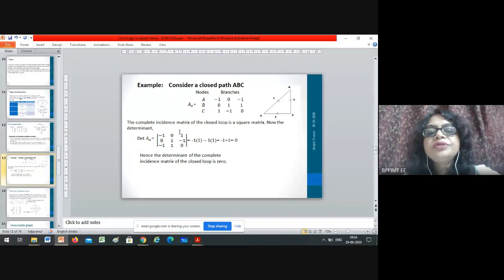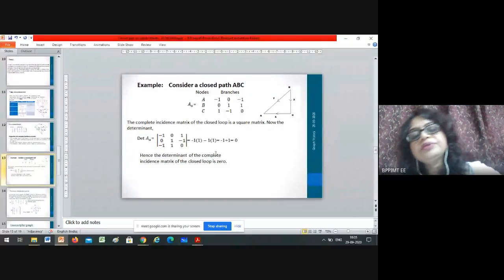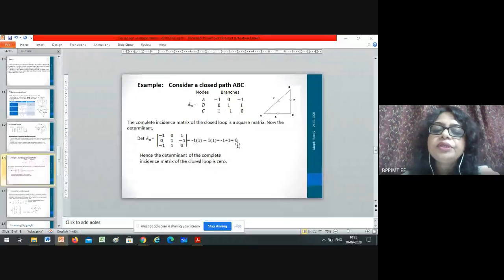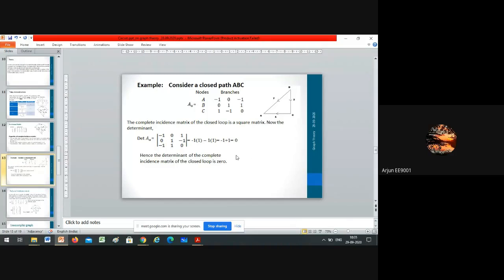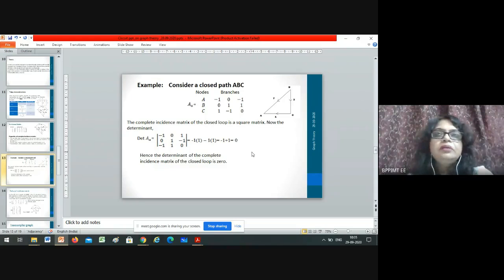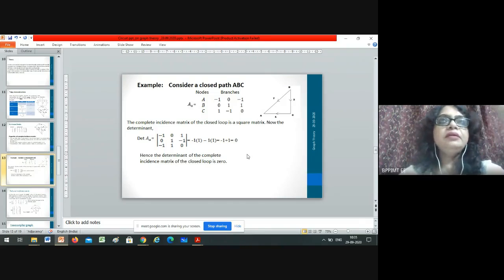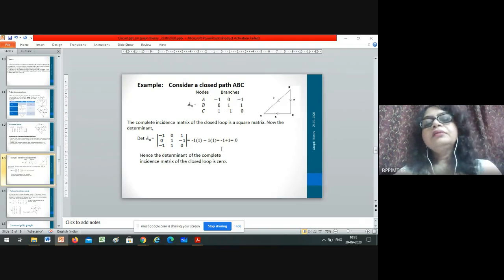Definitely you know how to determine the determinant. It will be better if you do the calculation in your copy. You will get the determinant of A equal to 0. Hence another property of the complete incidence matrix is that the determinant for a closed loop is 0. Up to this it is clear. I think it is clear to all of you how the incidence matrix can be created from a particular graph, and you are acquainted with its properties. The entries in any column of the incidence matrix sum to 0. The determinant of the complete incidence matrix will be 0.